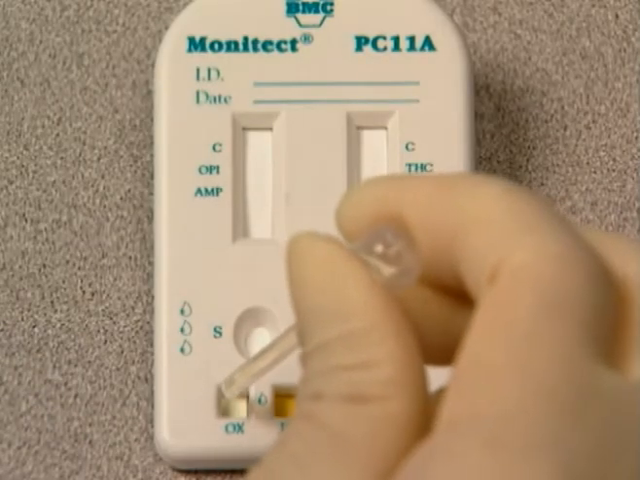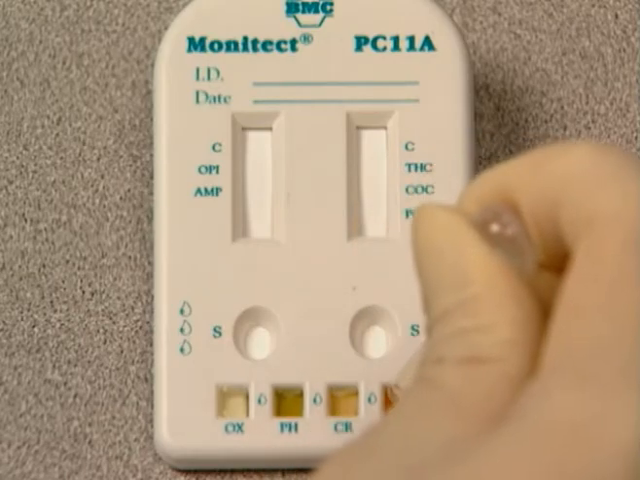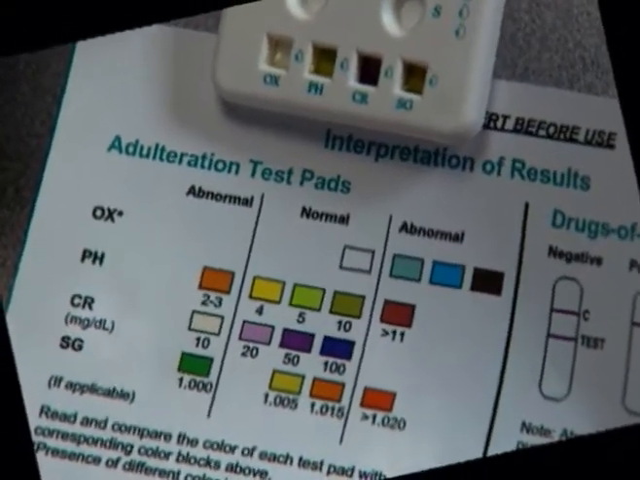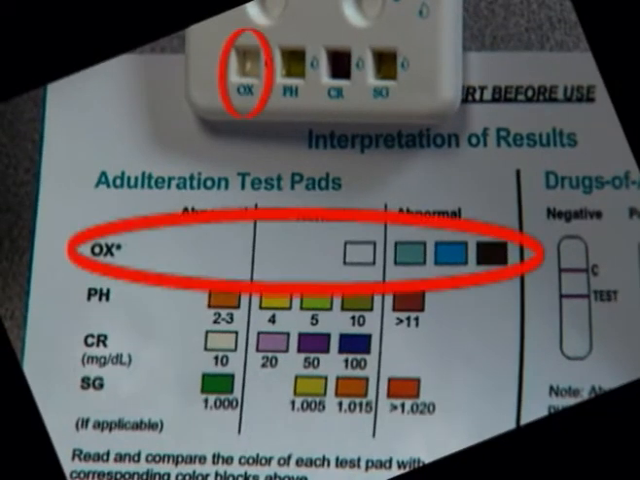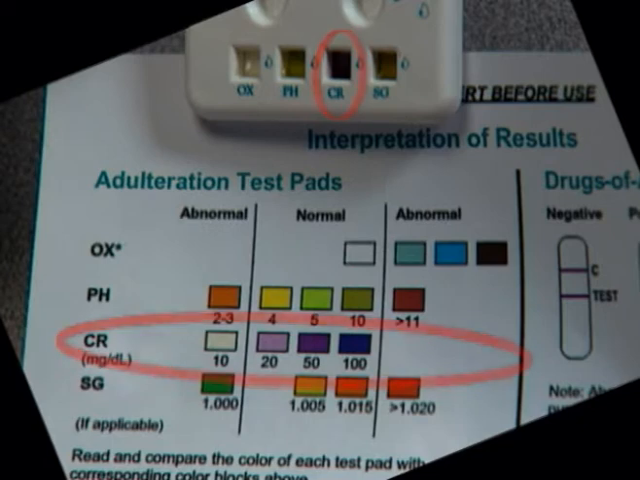Dispense 1 drop of urine sample into each of the oxidant, pH, specific gravity, and creatinine wells. After 1 minute, compare the colors of the oxidant, pH, creatinine, and specific gravity tests with the corresponding color blocks on the color chart included in the kit. Do not read the results after 2 minutes as the color may change.